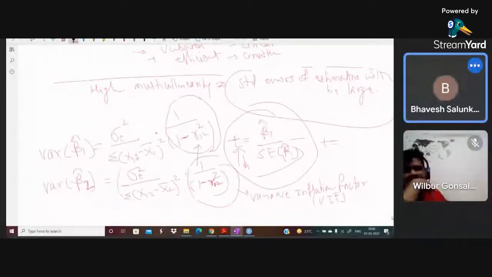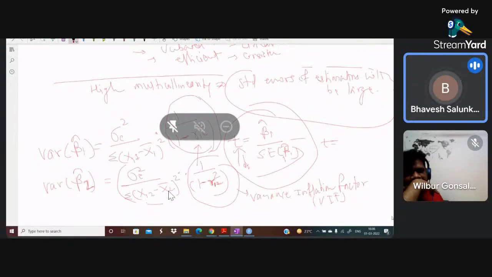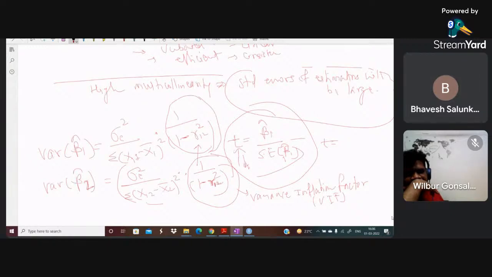So this is the original variance formula. But due to multicollinearity, we have this additional term, variance inflation factor, and it indicates by what quantity or by what magnitude the variance of beta hat 1 and beta hat 2 has been inflated because of the correlation between x1 and x2. Okay, if this term is very high, what will happen to the variance of beta hat 1 and beta hat 2? If the variance inflation factor is high, variance of beta hat 1 and beta hat 2 will also be high.